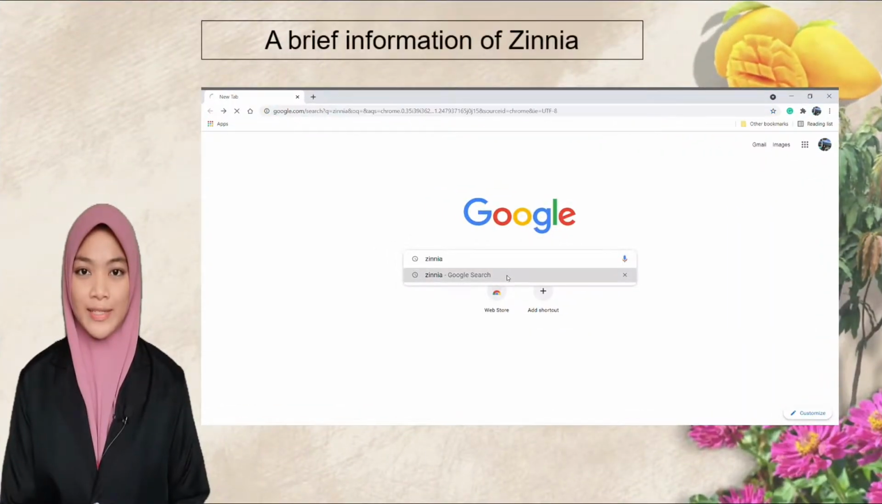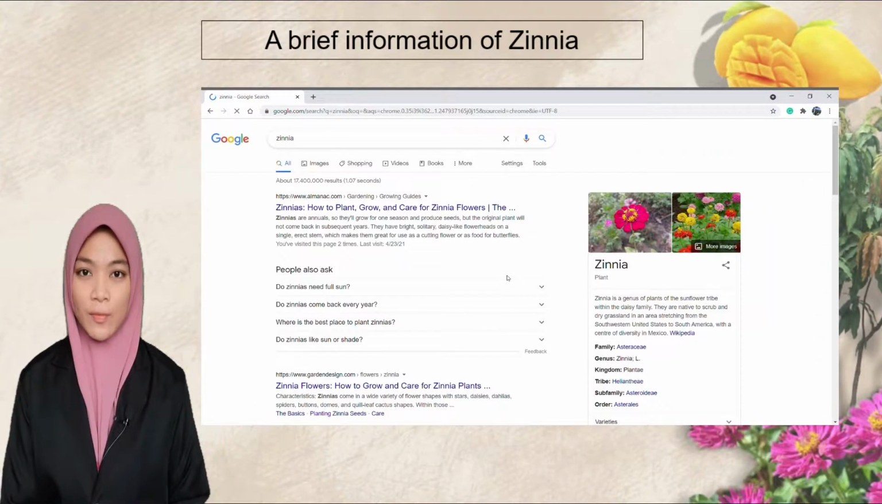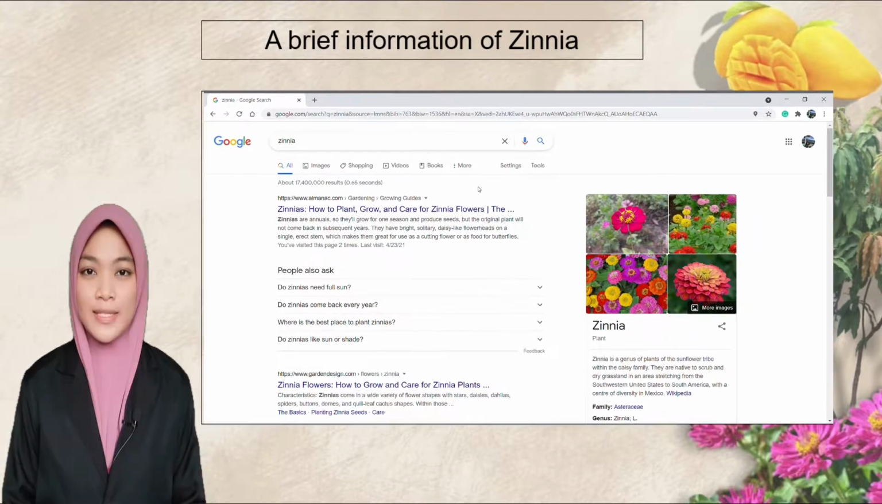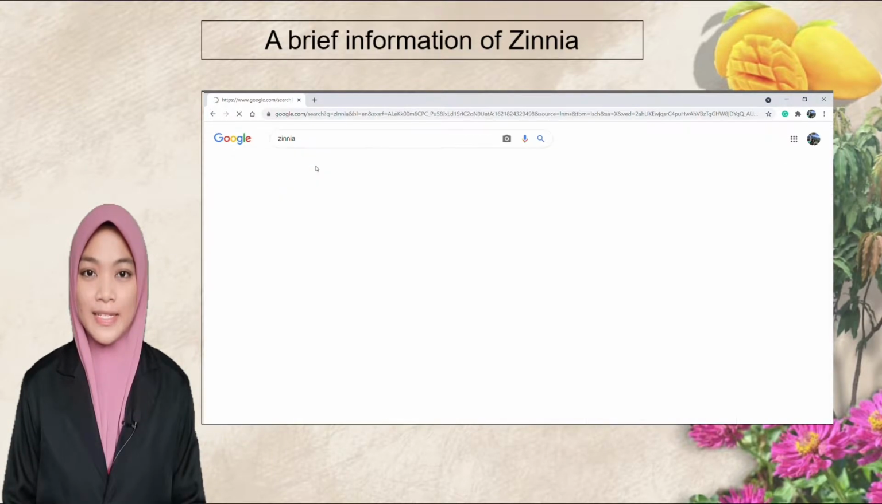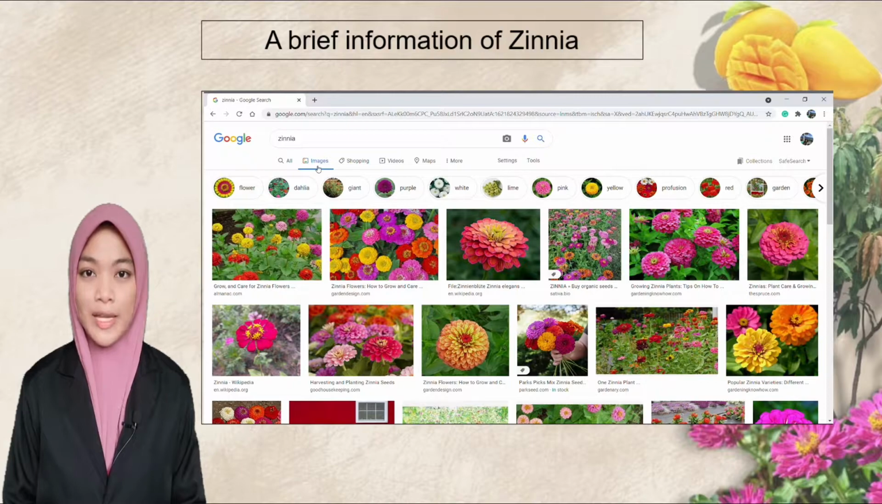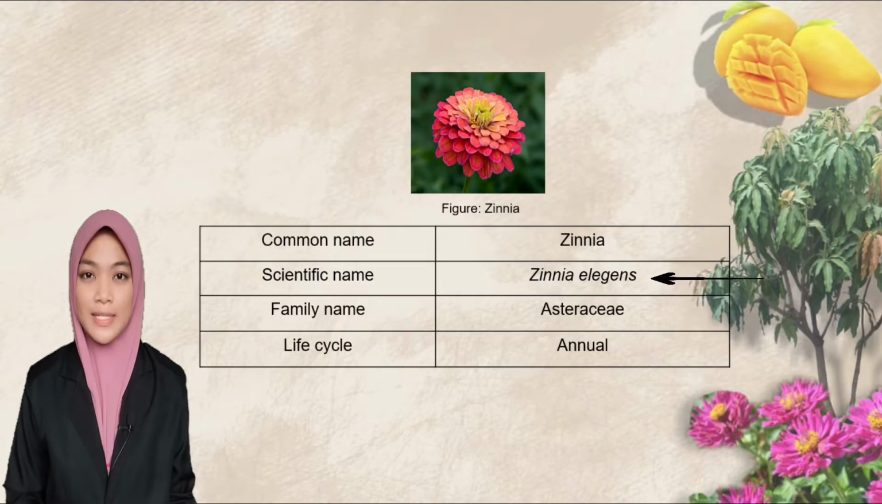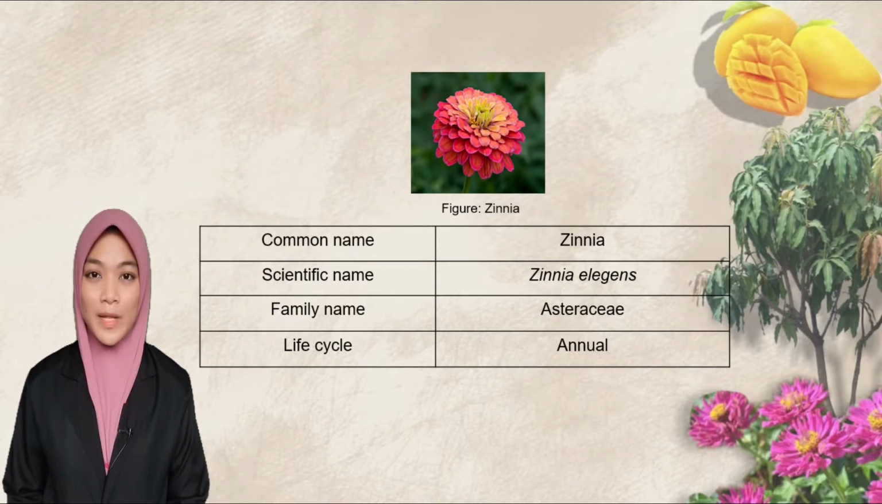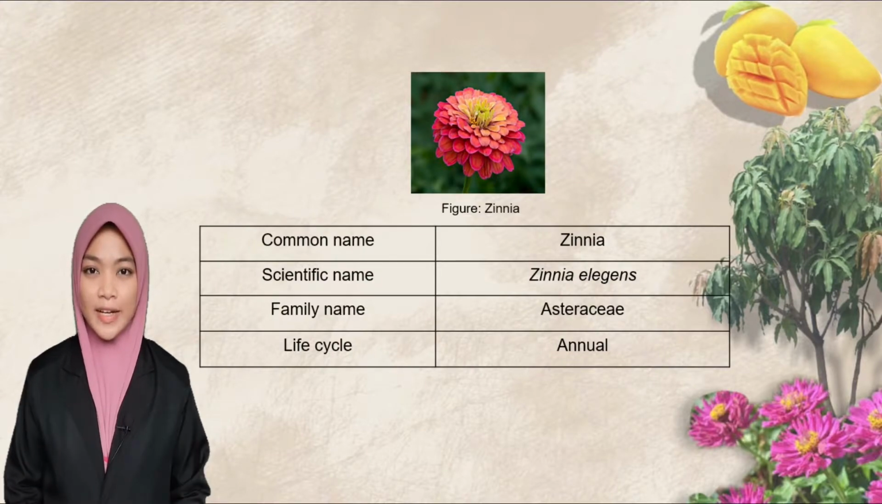Before going further, let me share a little information about this flower. Zinnias are one of the easiest flowers to grow as they grow quickly and bloom heavily. The scientific name is Zinnia elegans, also known as zinnia. Zinnia belongs to the Asteraceae family, also known as the daisy family. Zinnias are annuals, so they grow for one season and produce seeds.